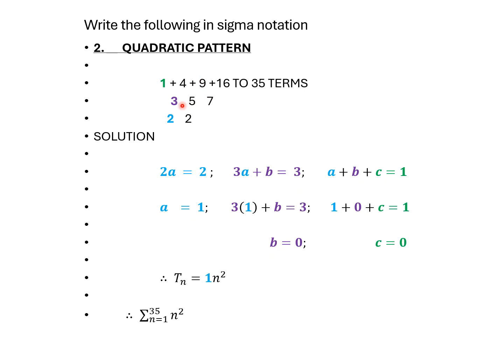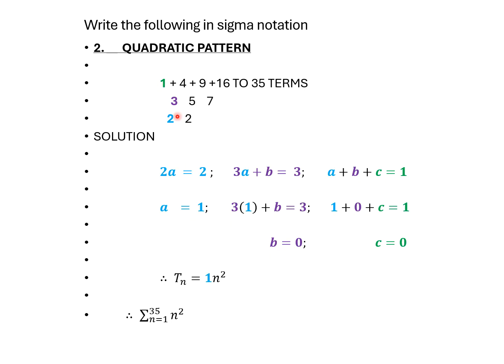5 minus 3, 2. 7 minus 5, 2. Very important, I subtract right minus left, not left minus right. Same there. Right, so solving, you should remember 2a equals 2, 3a plus b equals 3, a plus b plus c equals 1. If you forgot it, you can go to the previous lesson on quadratic number patterns and learn how to find the formula for it.